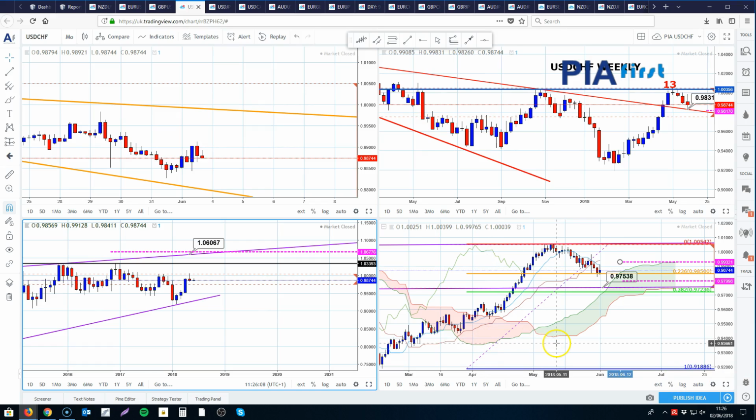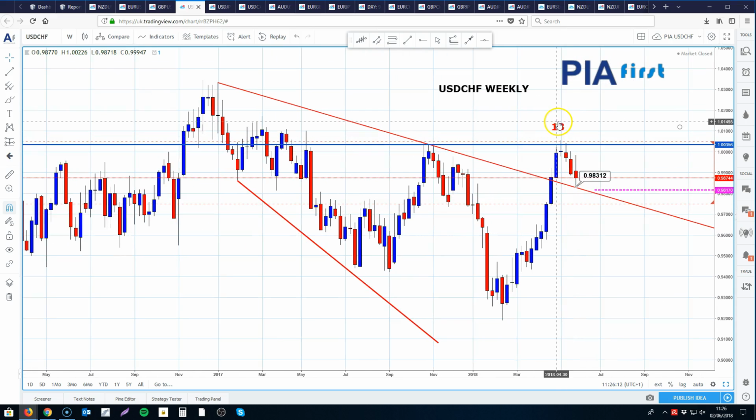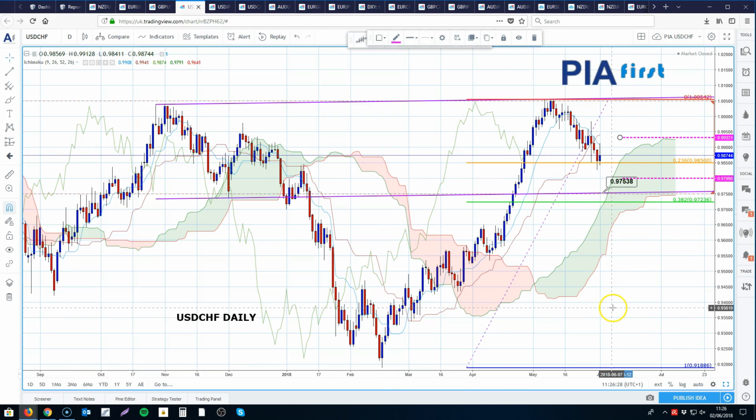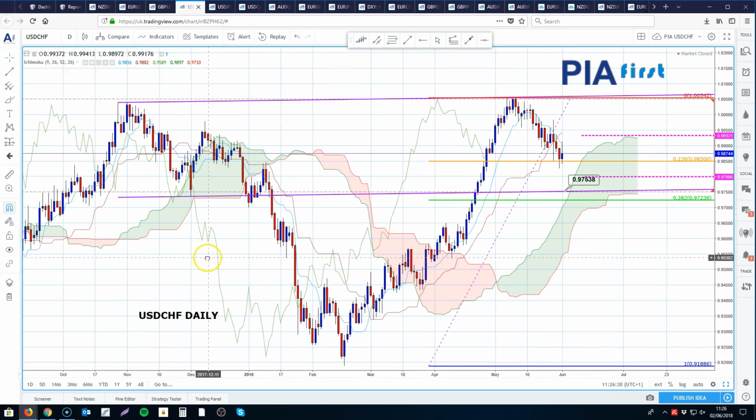The weekly chart highlights a DeMark 13, and then we've moved to the downside. We have held the reverse trendline support at the moment. We've got some bespoke support coming in at 98.17. Now there is scope for a deeper correction to the downside, and that's highlighted on the daily chart.